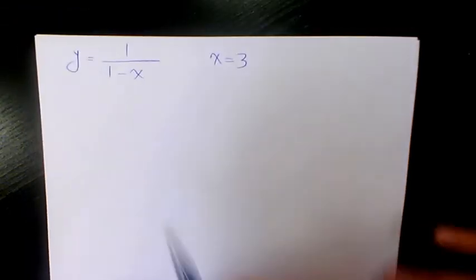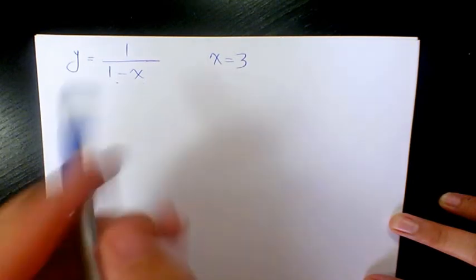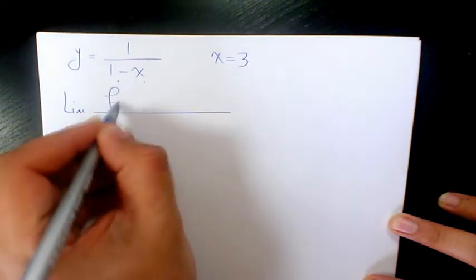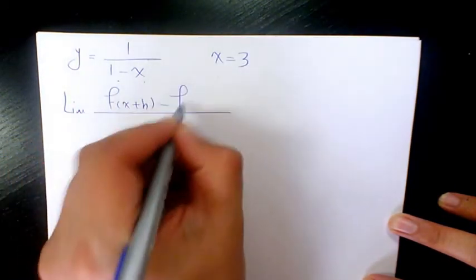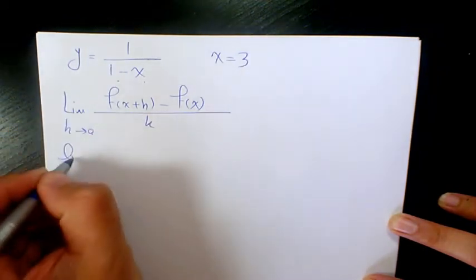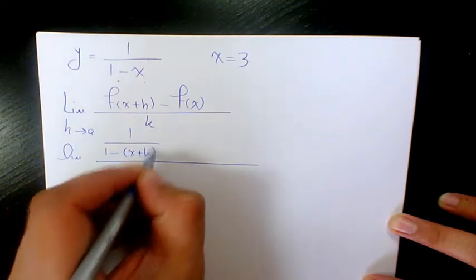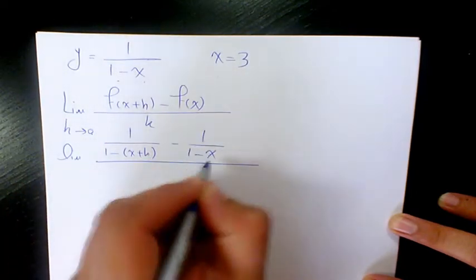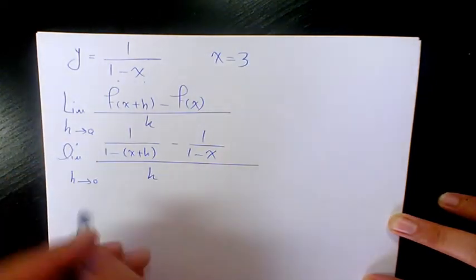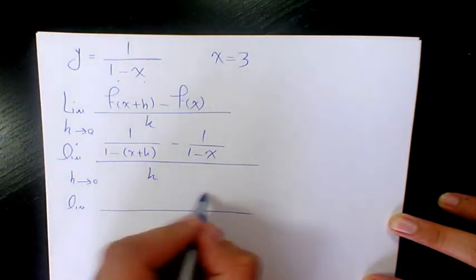Next one is y equals 1 over 1 minus x at x equals 3. We're going to find the limit of f of x plus h minus f of x divided by h when h approaches 0. It's going to be the limit of 1 over (1 minus (x plus h)) minus 1 over (1 minus x), divided by h when h approaches 0. Then we need to have a common denominator.